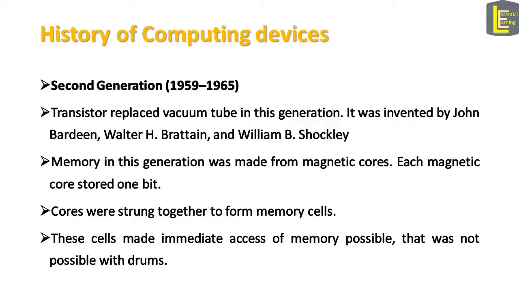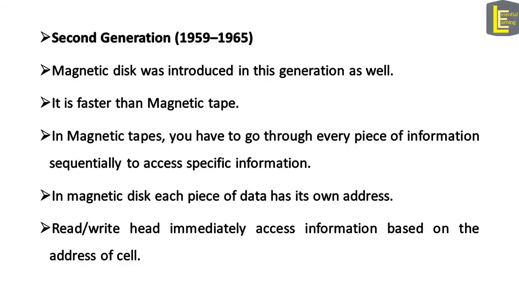Computer memory in this generation was made from magnetic cores. Each magnetic core stored one bit. Cores were strung together to form memory cells. These cells made immediate access of memory possible, which was not possible with drums.